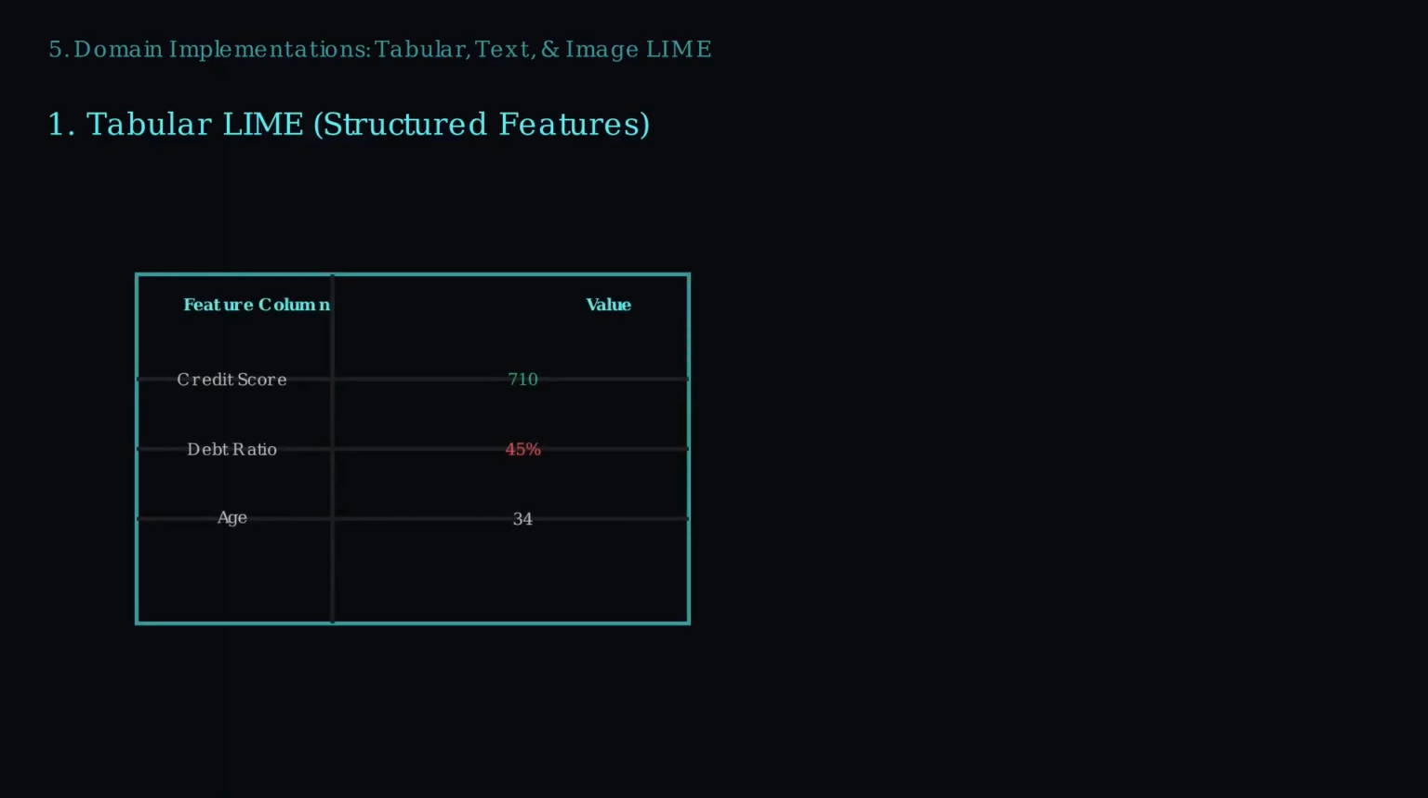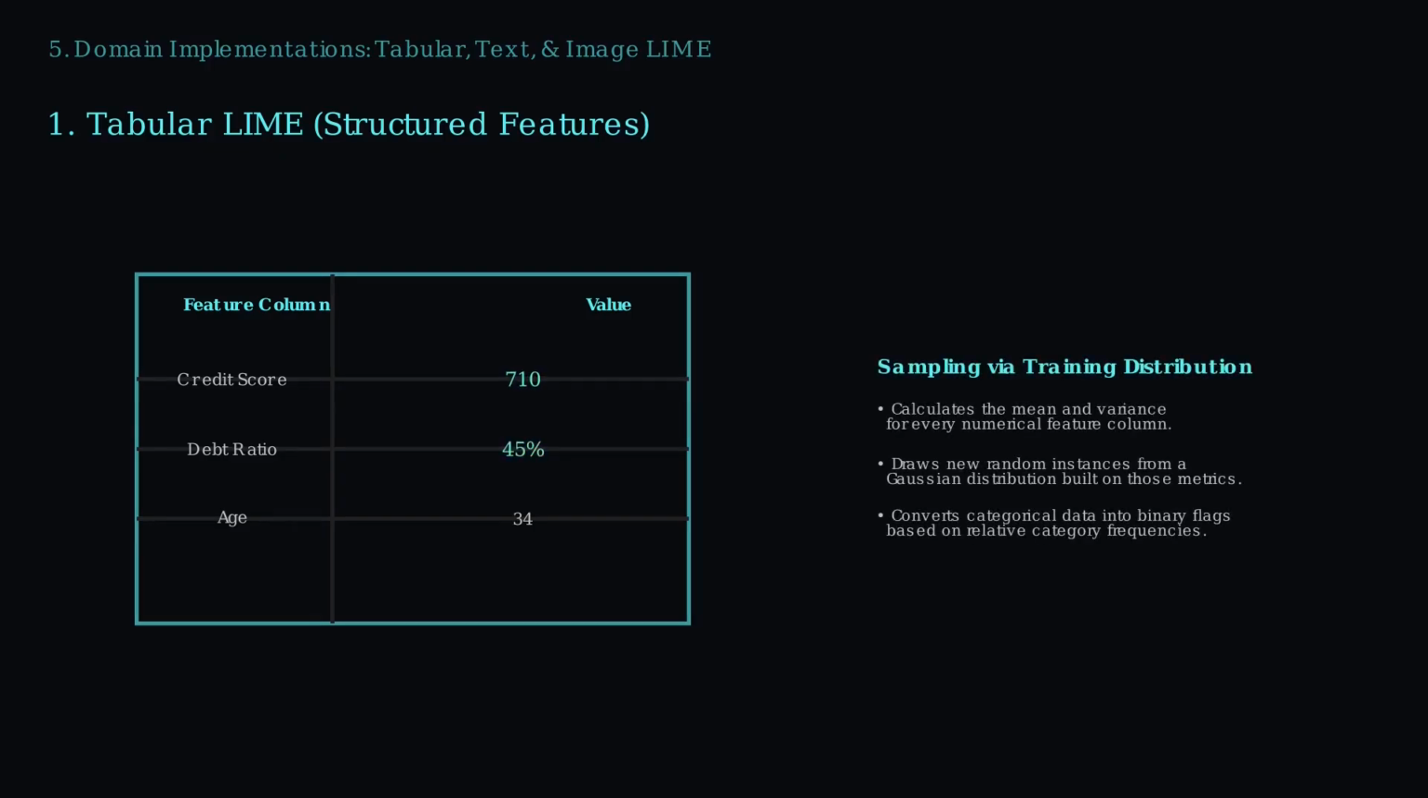In structured tabular datasets, features contain real-world numbers or categorical tags. To perturb these features correctly, LIME reads the global dataset statistics to understand the mean and variance of every column. It then generates synthetic variations by drawing samples from a normal distribution centered on the instance data, ensuring the generated points accurately reflect valid baseline feature ranges.